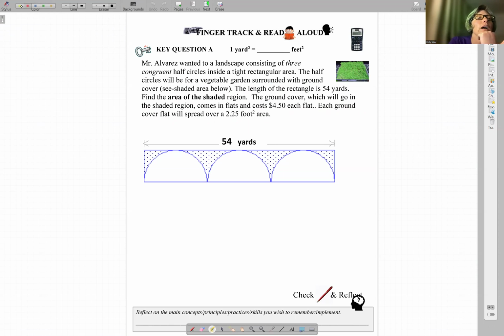Now you want to go back and highlight the keywords and phrases. The fact that we have 3 congruent half circles, that's important. Tight rectangular area. They'll be surrounded by ground cover, the shaded region. So this is the ground cover.